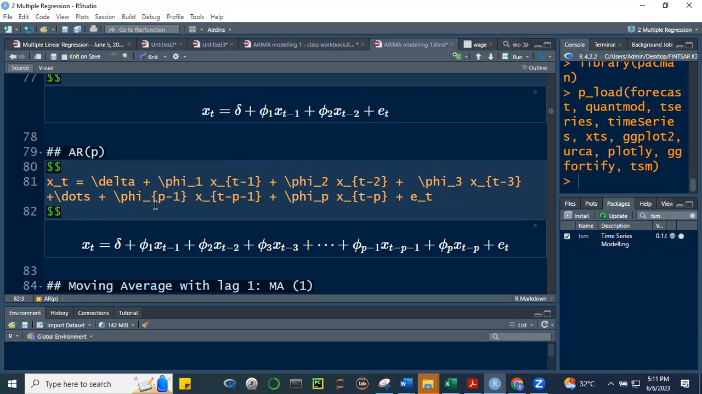Take note class, ha? Dollar lang naman yun. This signifies the beginning, this signifies the end. And then it will print this one.